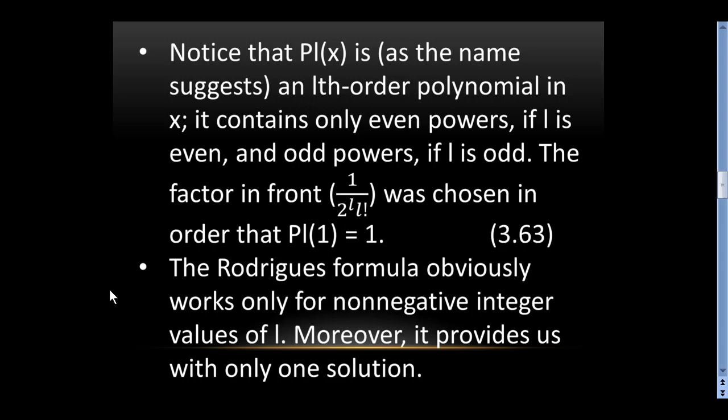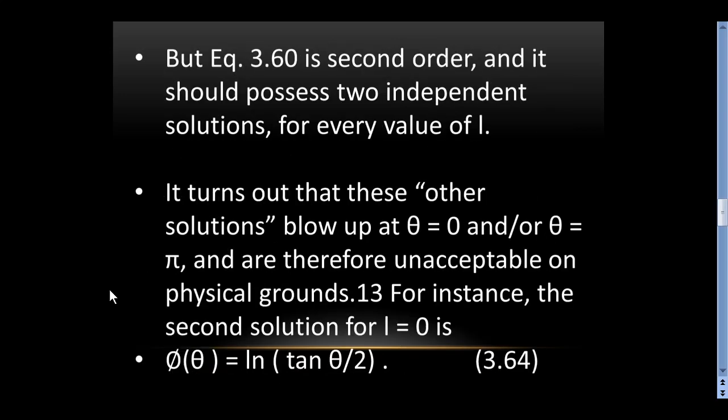So one of the solutions provided by the Rodrigues formula is capital Theta as a function of theta equal to PL cos theta, that is, Legendre polynomials in the variable cos theta. But our angular equation is a second order differential equation, and it should contain at least two independent solutions. So how can we obtain the second solution?